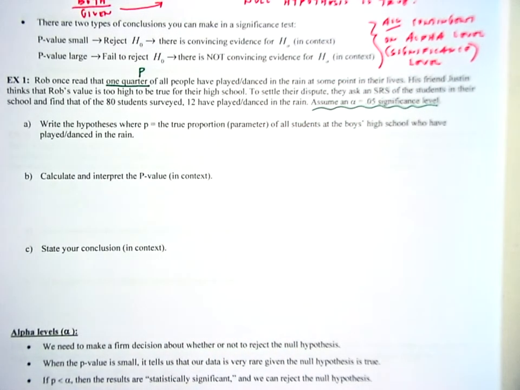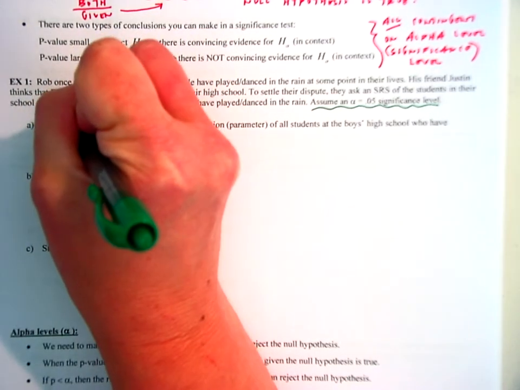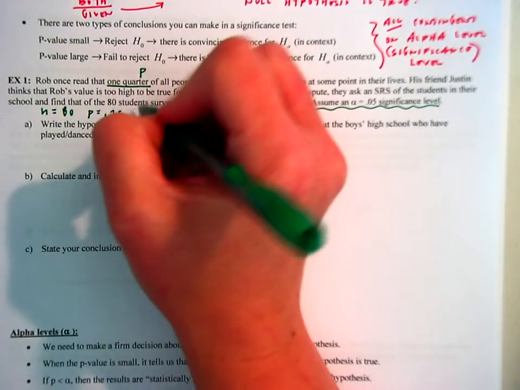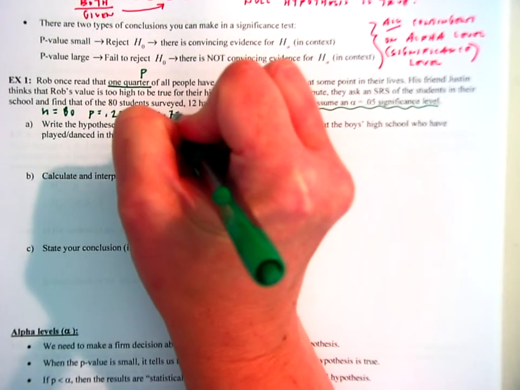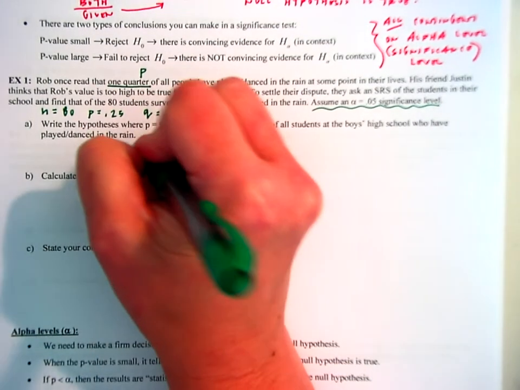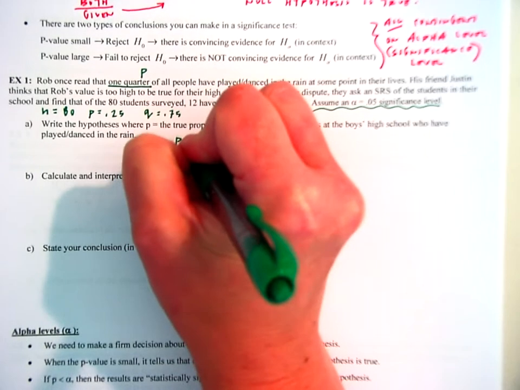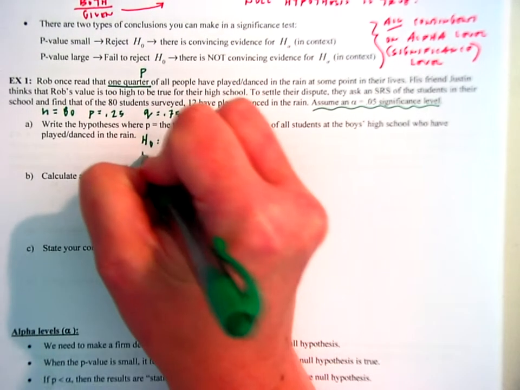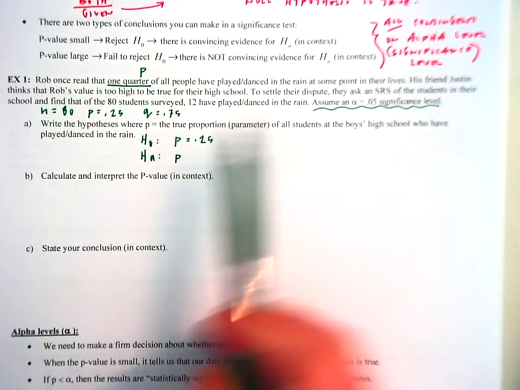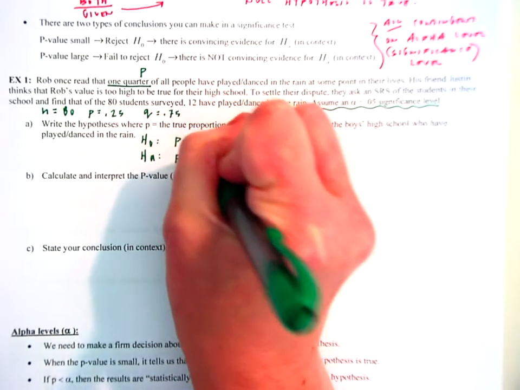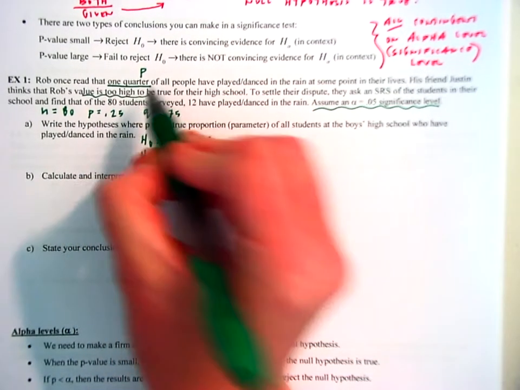Okay, so here, if I just first break it down, my sample size would be the students in the school, 80 of them. P is the 1/4 who have played or danced in the rain, and the complement would be the 75% who have not. So when I first write out my hypotheses, my null hypothesis, maintaining the status quo, has the parameter p set at 0.25. For the alternative, we got to read this next statement real clearly. Justin thinks Rob's value is too high, so he's saying that it's got to be less than 0.25. Just underline that part right there.